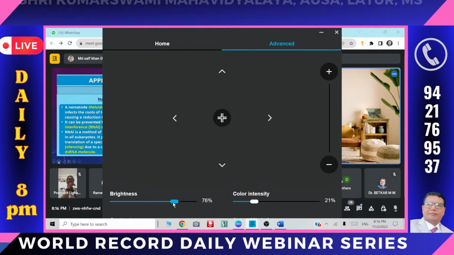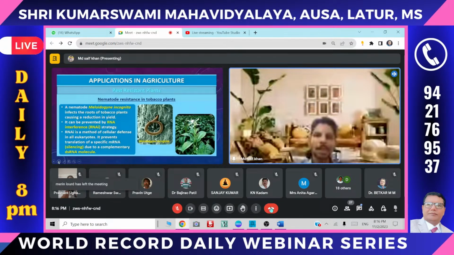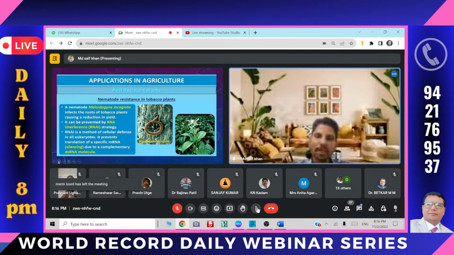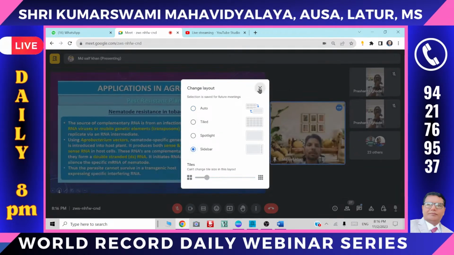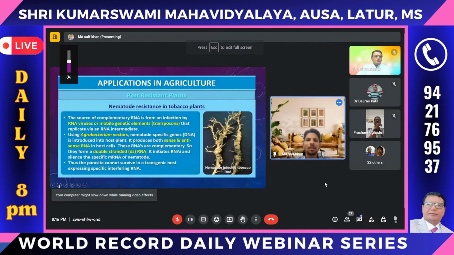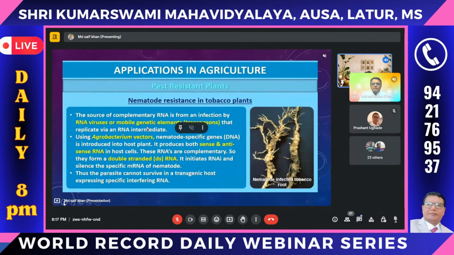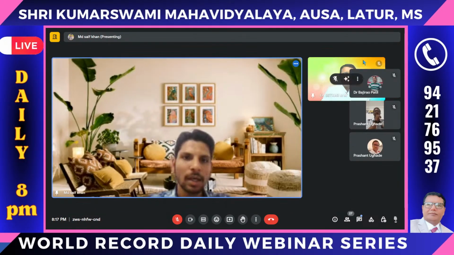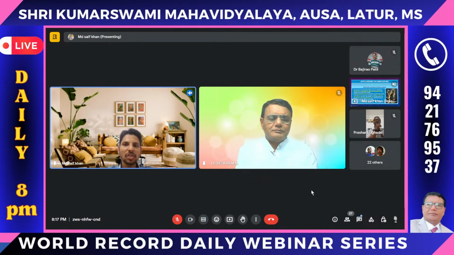So there is a reduction in the damage and an improvement in production of the tobacco plant. Next is pest resistant plant, and another example of this is double stranded RNA, right? It initiates RNAi and silences that specific mRNA of the nematode, right? So this is why we are using the Agrobacterium vector, right? The specific gene's DNA is introduced into the host plant, right?